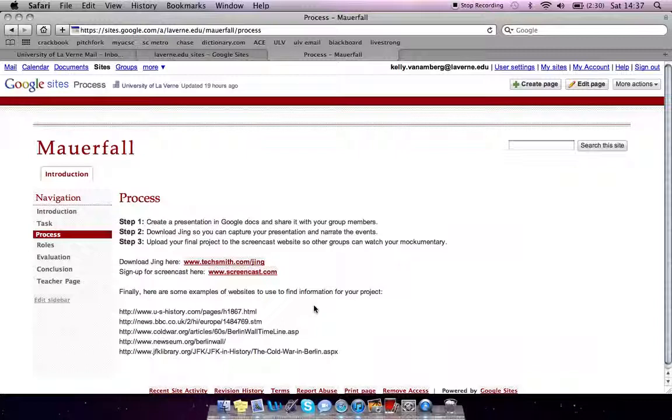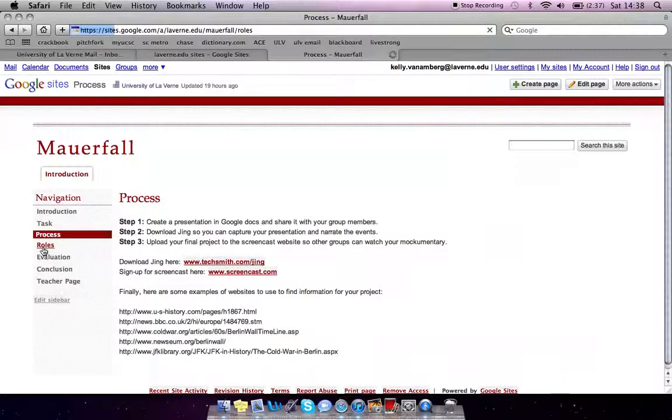So here's the process. I'm going to have the students form groups of 3, and the first step will be to create a presentation in Google Docs like we have done in the past in this class, and then they can share it with the group members so they can each access it on their own time. They don't always have to be together because it's hard to organize people, and then they can do screencasts using Jing to create a presentation without getting up in front of the class.